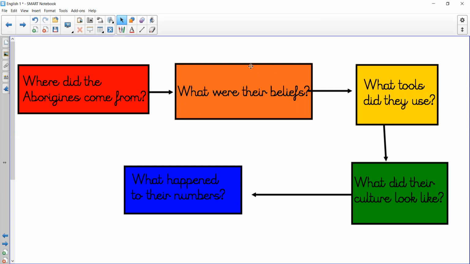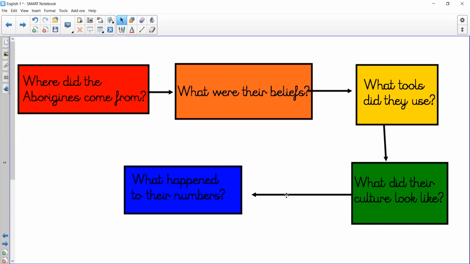So that was sort of where I was going with there. Then I thought about, well, how do they live? What's their way of life? So the tools that they use, and then sort of moving on to the culture as well. What did their culture then look like? And then the last bit here is what happened to their numbers.